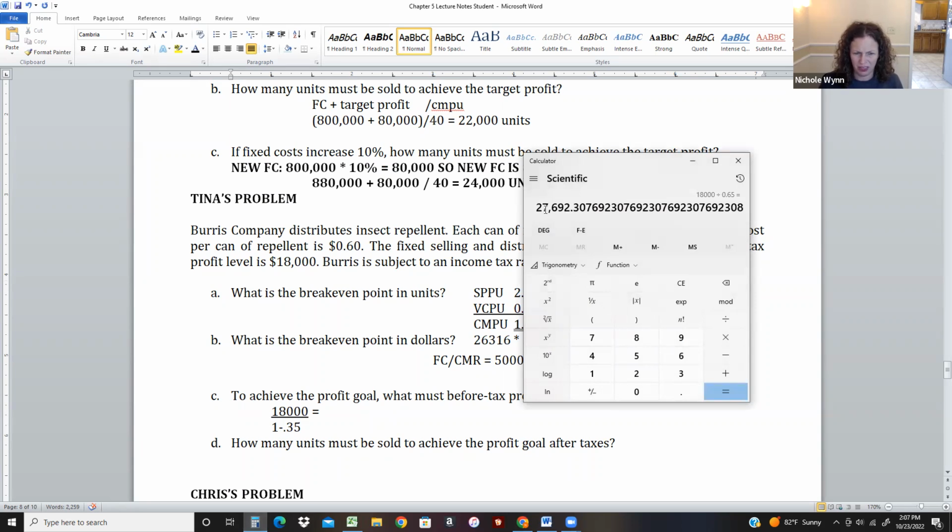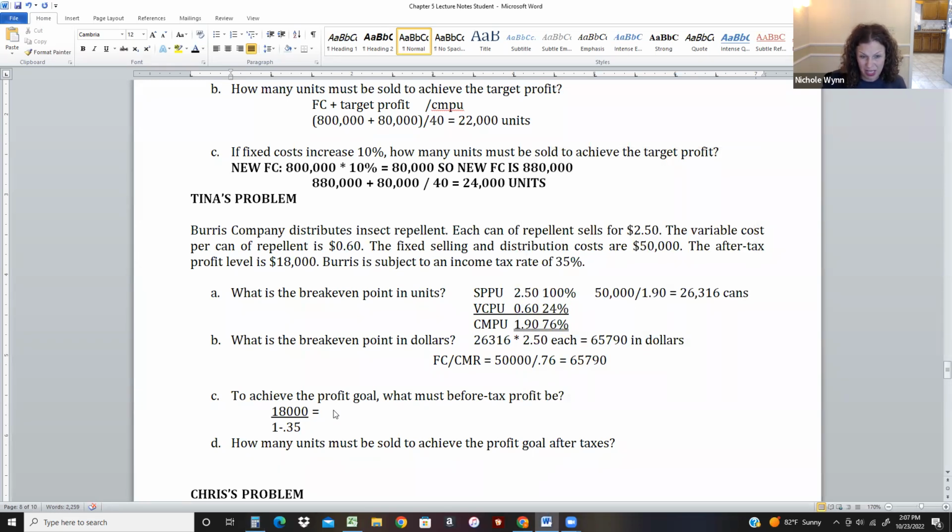And I got 27,692.3, so 27,693. And how many units have to be sold to achieve that target profit?